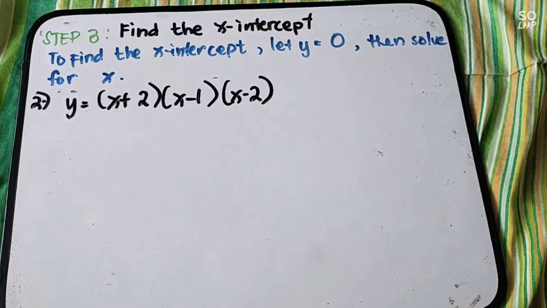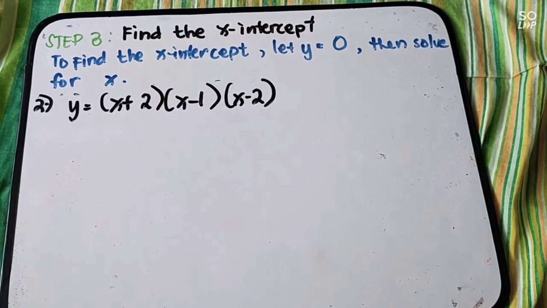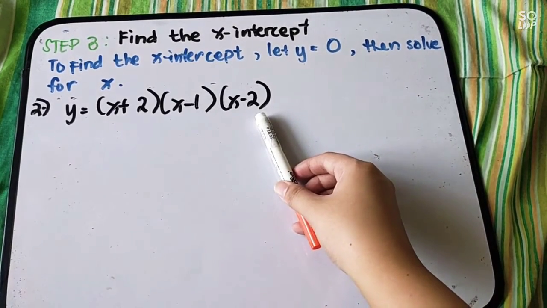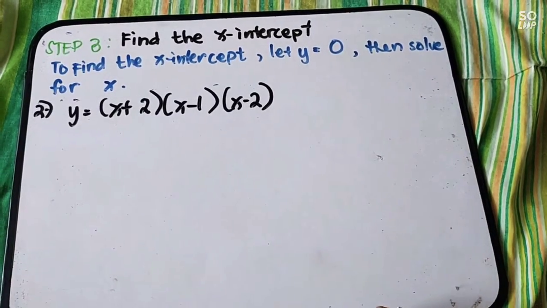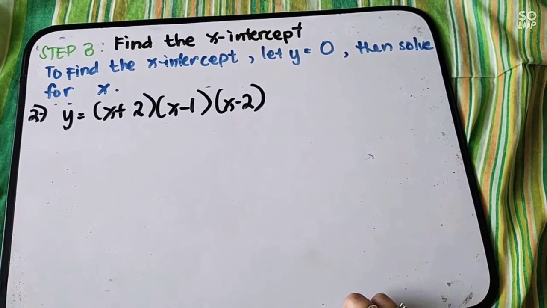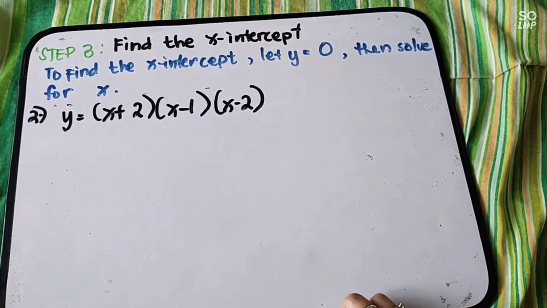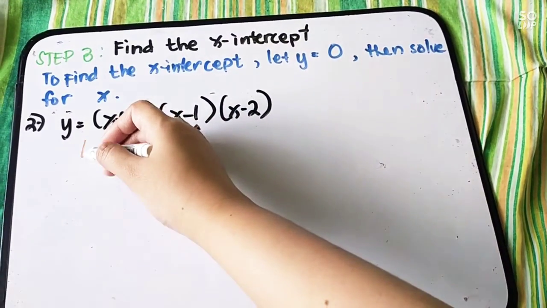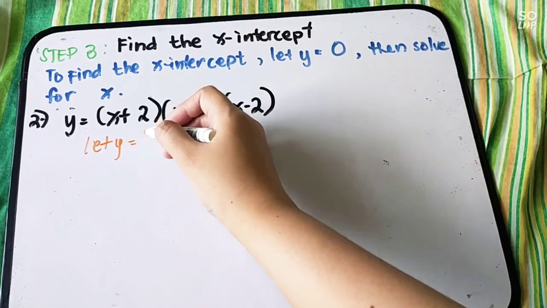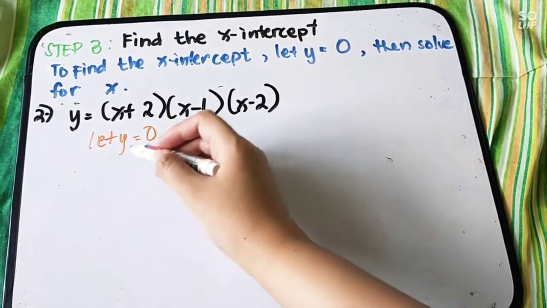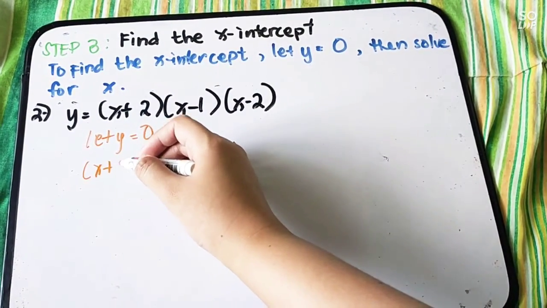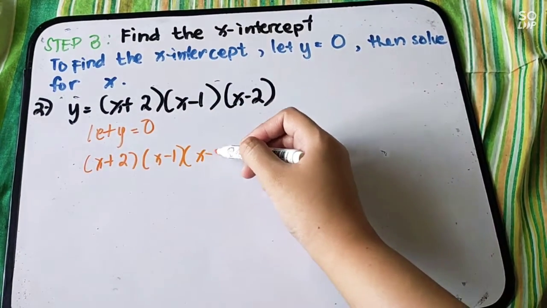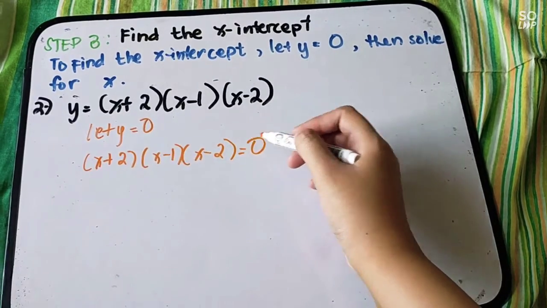Number 2. So, we have a given here of y equals to x plus 2 times x minus 1 times x minus 2. So, as you can see, it is already in the factored form. So, kung factored form na siya, madali mo nang makukuha si x-intercept. Okay? Sabi dito, di ba, let y be equals to 0. So, this one ay magiging 0. So, you have here x plus 2 times x minus 1 times x minus 2 is equal to 0.